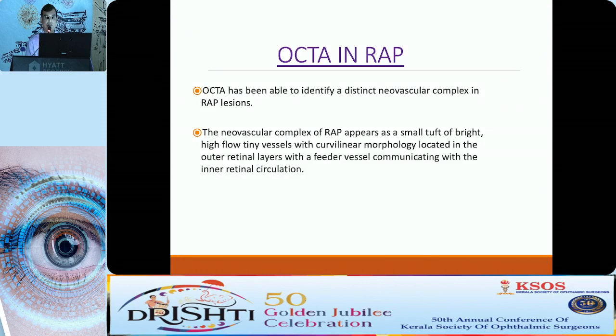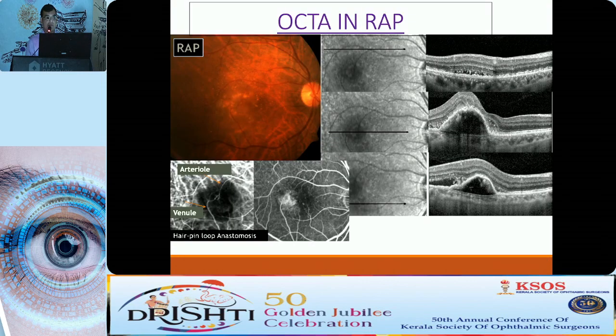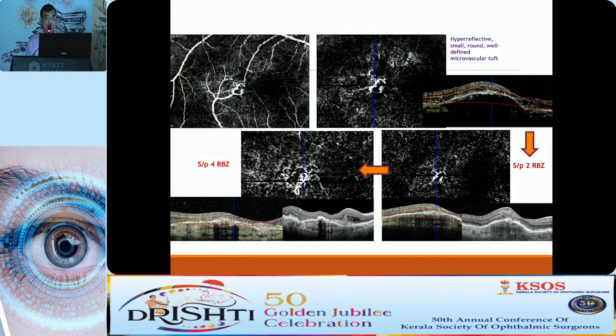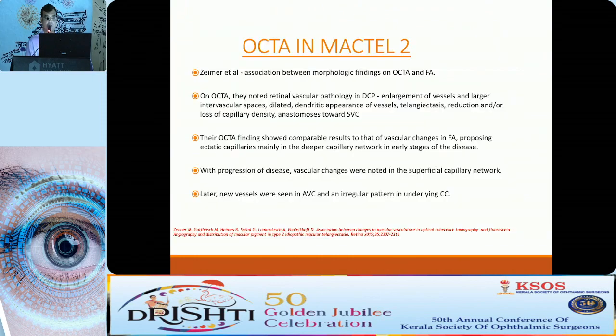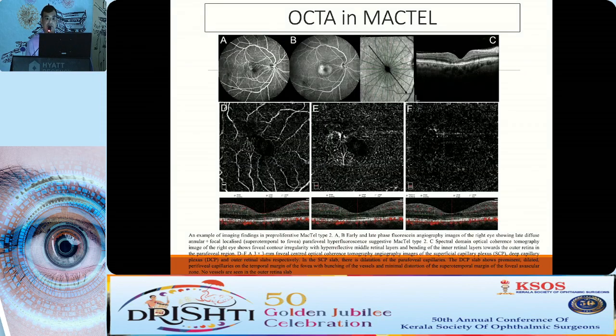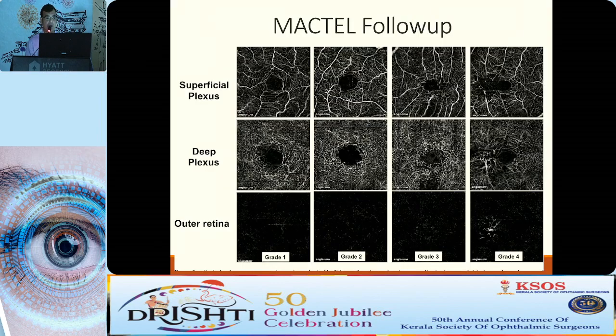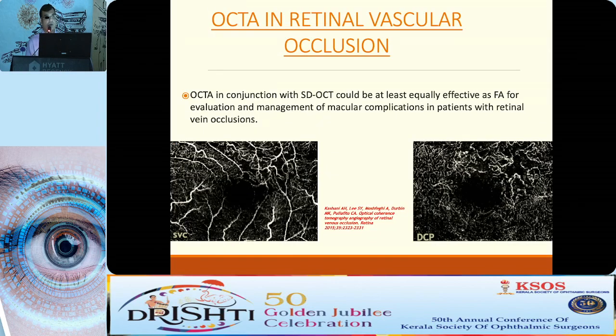You can see recurrences. It can be used in RAP, as you can see a capillary network flowing between the retina and the deeper layer of retina and choroid, which can be easily seen by following the capillaries in different layers of OCTA. In MacTel, you can see telangiectatic vessels more clearly through OCTA. You can see in the second image in the middle the telangiectatic vessels in the superficial and deeper layers, and you can follow up the progression of MacTel in different grades through the OCTA. You can see vascular occlusion, which my colleague will be covering later on.